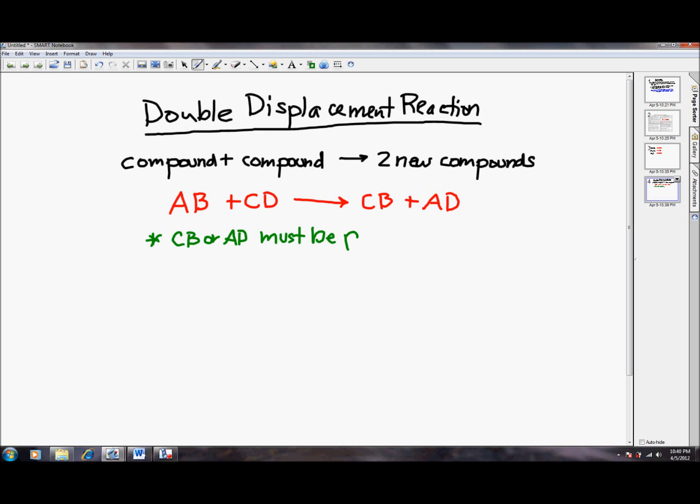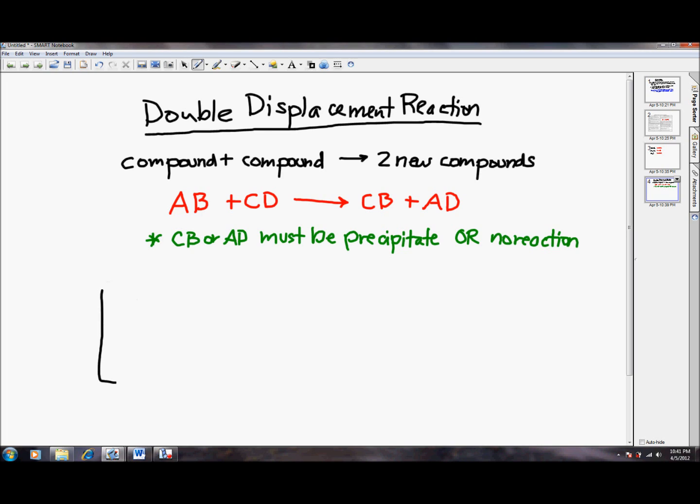Now here's the important thing. For the first type of double displacement reaction, one of these new things must be a precipitate, which means that we're going to have to check the solubility of the products that are made. Using our solubility table, we're going to have to clearly identify which compound is the precipitate. If we find out that they're both soluble, that means that there is no reaction. Now let me show you why that is.